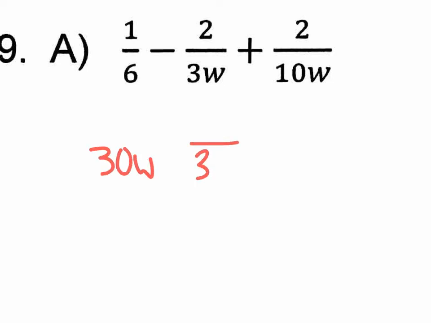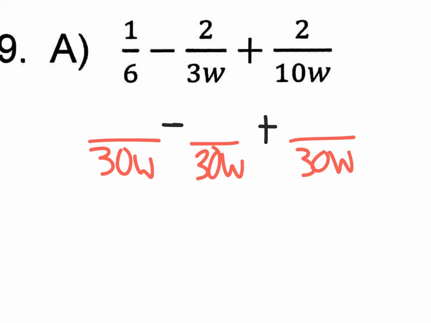30W, 30W, 30W. So I'm rewriting all of these fractions. Now between the first one there's a minus, second one there's a plus. So there are our new denominators. So what do we do to this 6 to make it a 30W? We multiply by what? 5W. So we multiply the top by 5. That's an ugly 5W. So 5W times 1, that's just 5W up there.